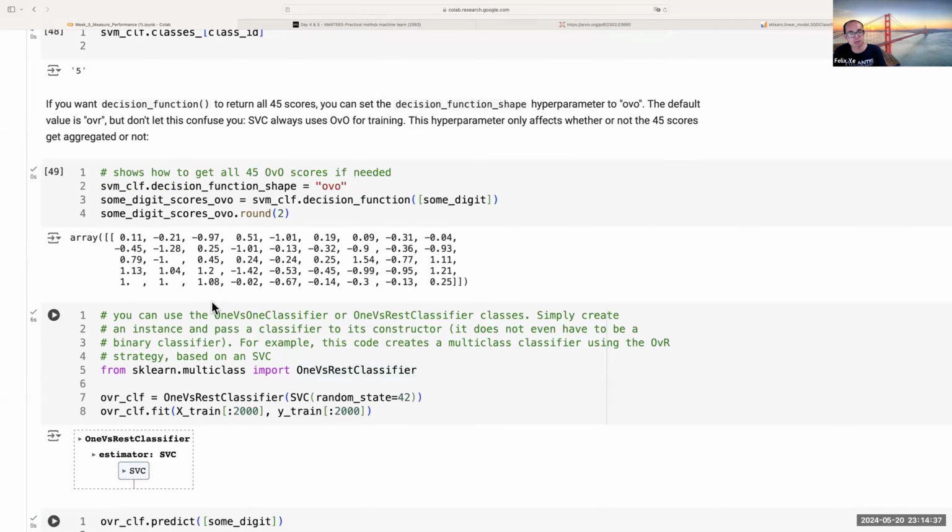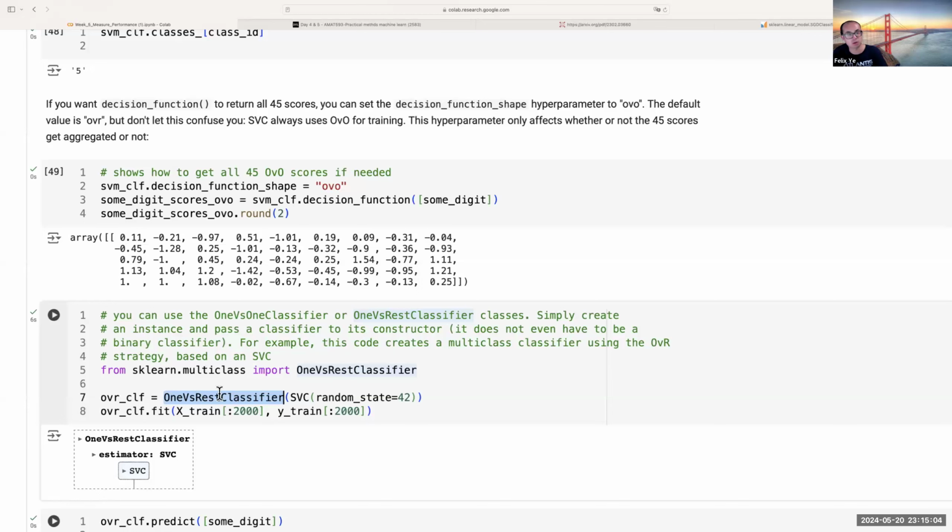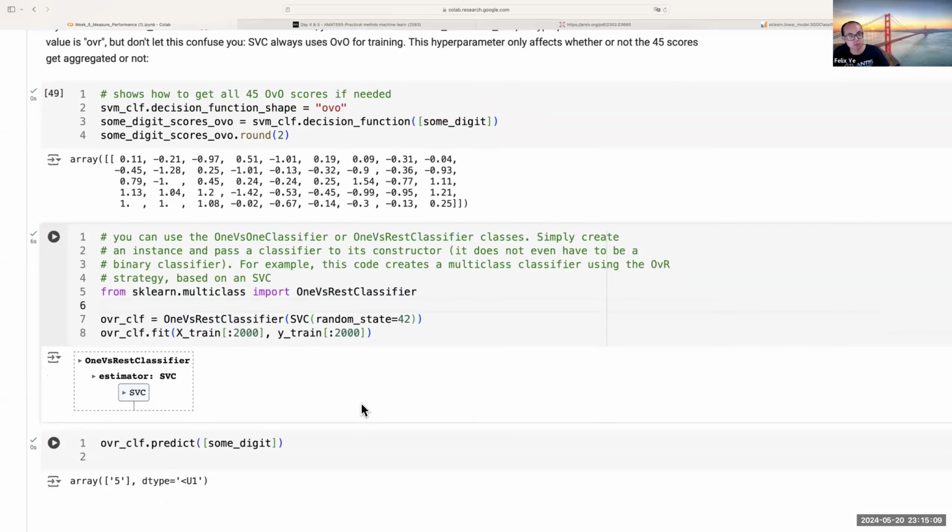But you can use one versus one and one versus the rest manually if you want. For example, if you want to create a very specific classifier, you can create these one versus the rest classifiers. So I can enforce this SVM to use a one versus the rest classifier if you need it. You can still do that, and you can still make these predictions.